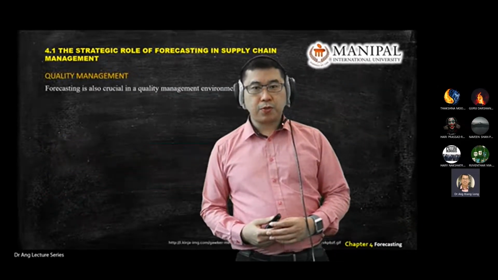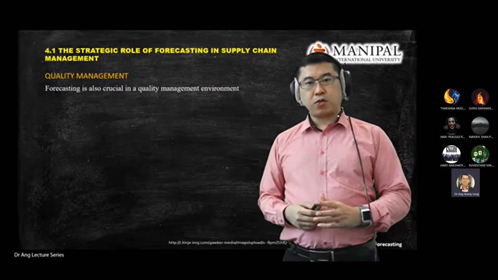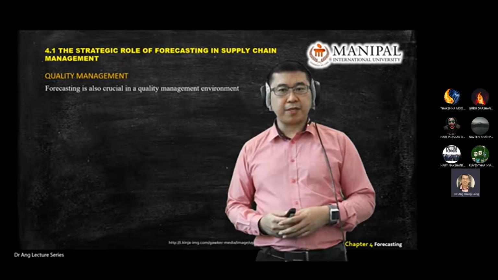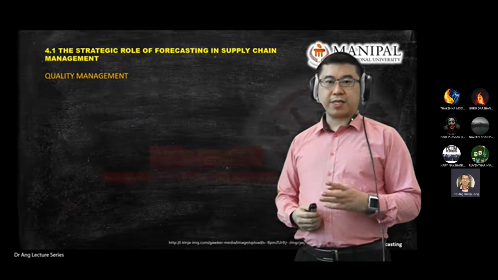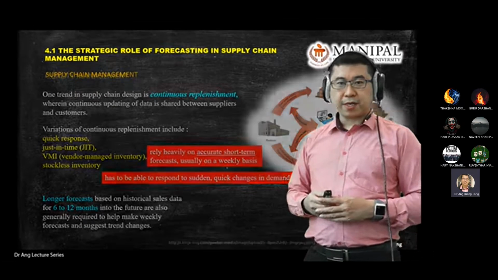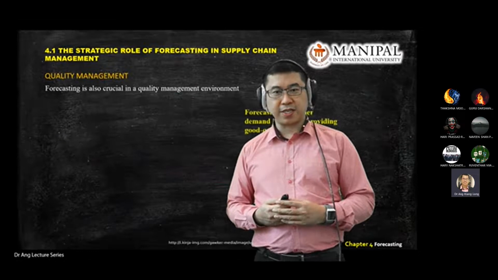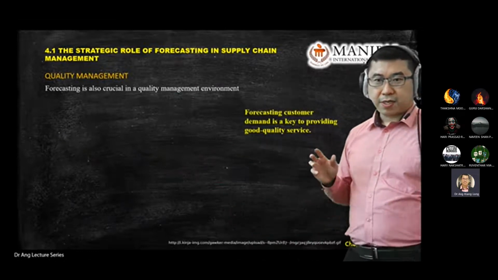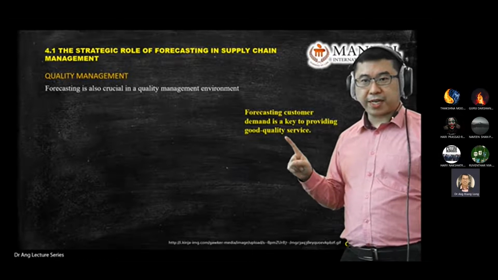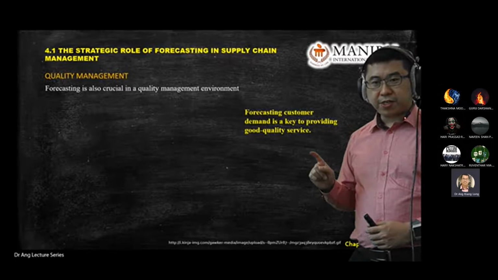We go into quality management. So what is the role of forecasting in quality management? Okay, so just now was supply chain, right? Supply chain management. What happens to forecasting in quality? How do you control the quality? Okay, so forecasting customer demand is key to providing good quality services. Right, here it is about services.